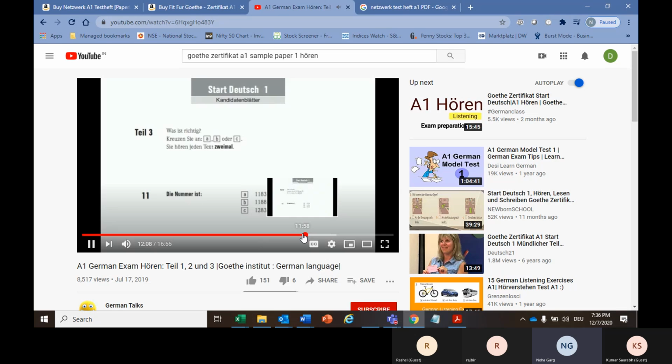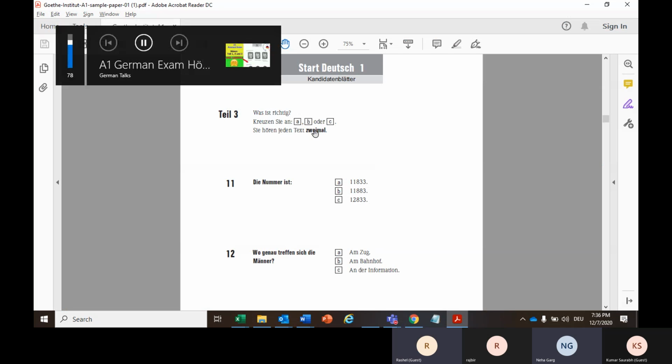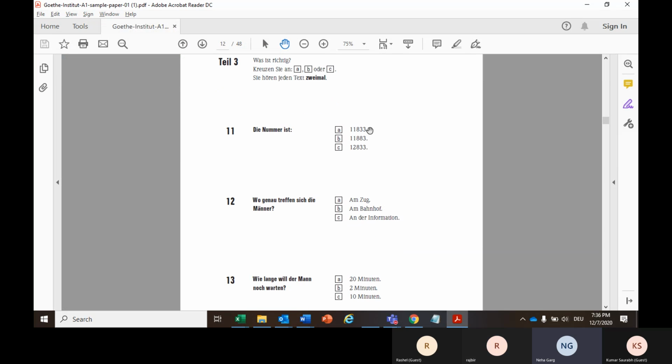Was ist richtig? Kreuzen Sie an. A, B oder C. Sie hören jeden Text zweimal. Nummer 11.